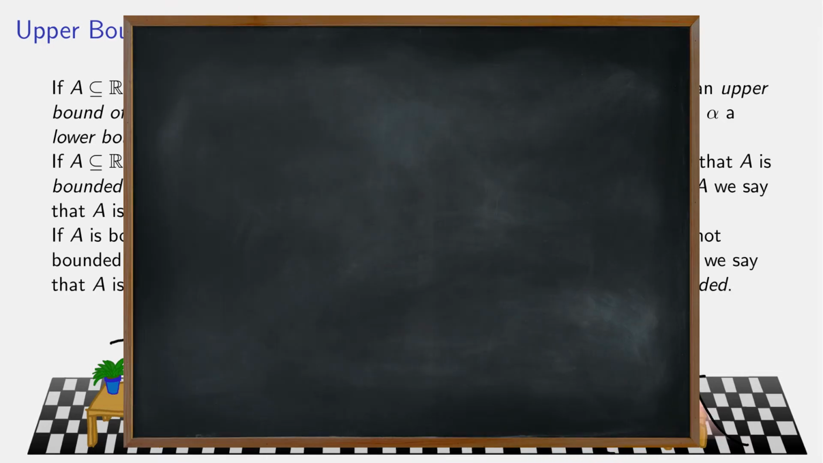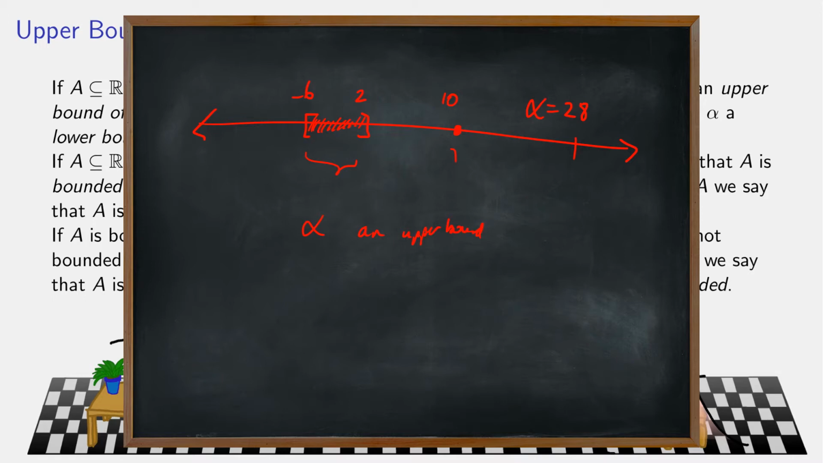So, some little examples of some sets that might be bounded. Here's the number line. The set A could be everything from -6 to 2, then the single element 10. Now, if I let alpha be, say, 28, way up here, everything in this interval and the number 10 are all less than or equal to alpha, so alpha is an upper bound. It's certainly not the only upper bound. 27, 26, 4,011,000,011, all upper bounds as well.